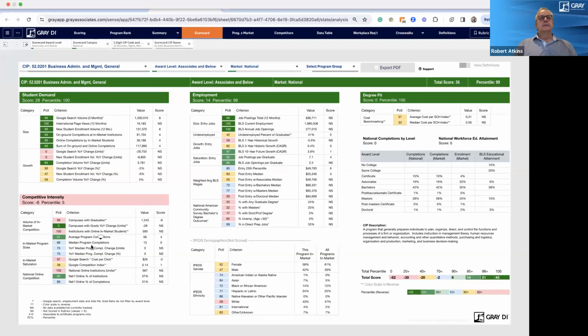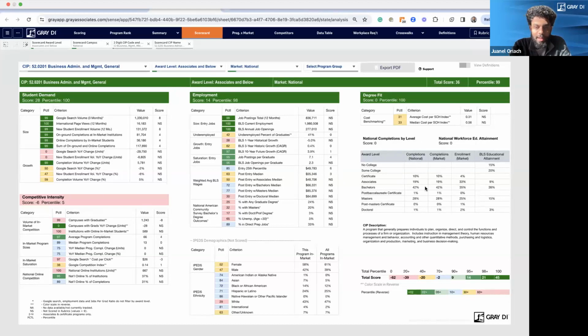Yeah, pretty much everybody has a business program, right? So not surprising. Now we're also looking at this at the associates and below level. So something I just want to quickly look at here would be the percentage of completions for national completions by level, as well as the workforce educational attainment.